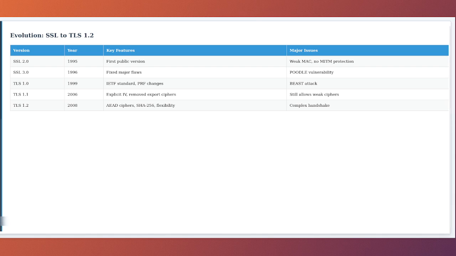The handshake in TLS 1.2 involves multiple round trips: client hello/server hello, certificate exchange, key exchange, and finished messages. While secure, this back and forth adds latency. Throughout this evolution, we see a constant battle between maintaining backward compatibility and improving security. Each version had to balance supporting older systems while moving towards stronger cryptography. This tension would ultimately lead to the radical redesign we see in TLS 1.3, which we will explore next.